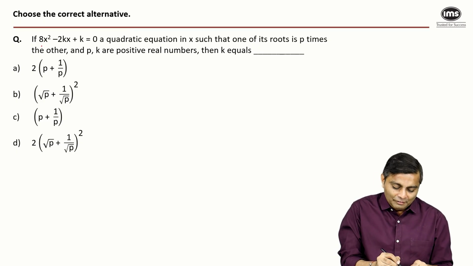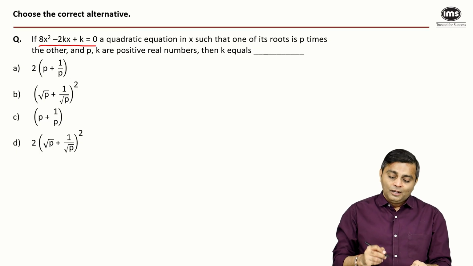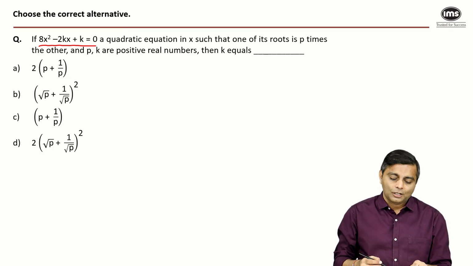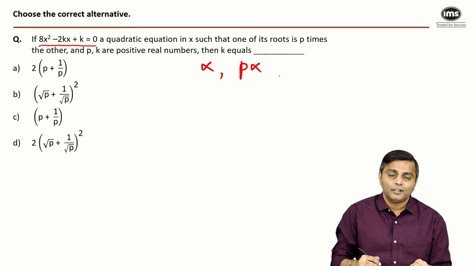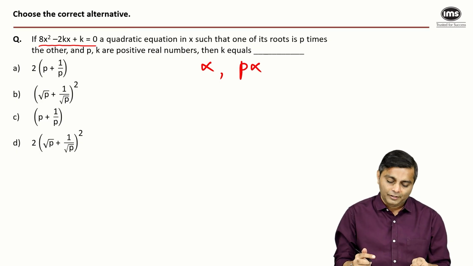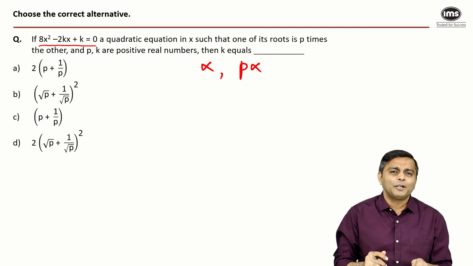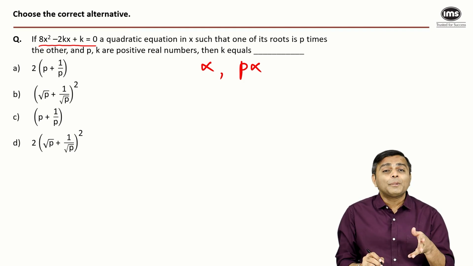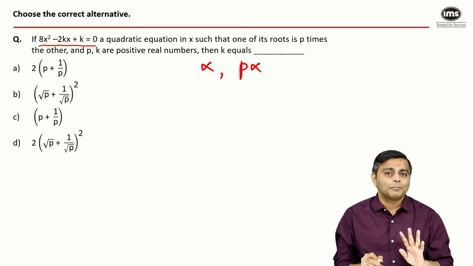Okay. So they've given a normal quadratic equation 8x squared minus 2kx plus k equals 0, such that one root is p times the other. So I'm going to start with alpha and p times alpha. The two roots are alpha and p alpha. They have said p and k are positive real numbers and we are trying to find k. Since the equation is given, we have assumed the roots. We will start only with the sum and product of the roots.